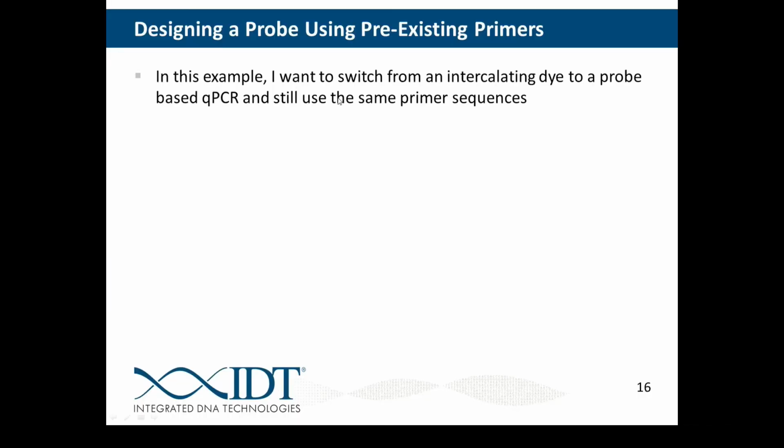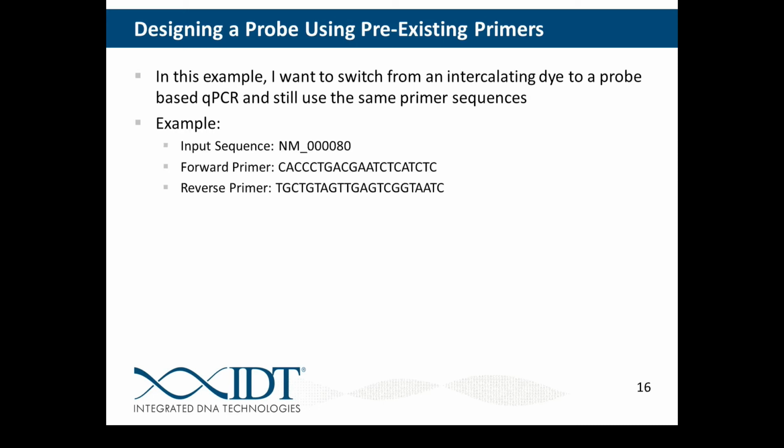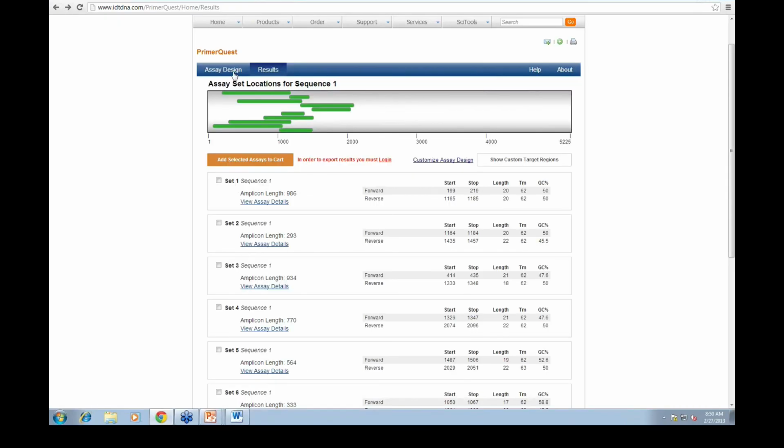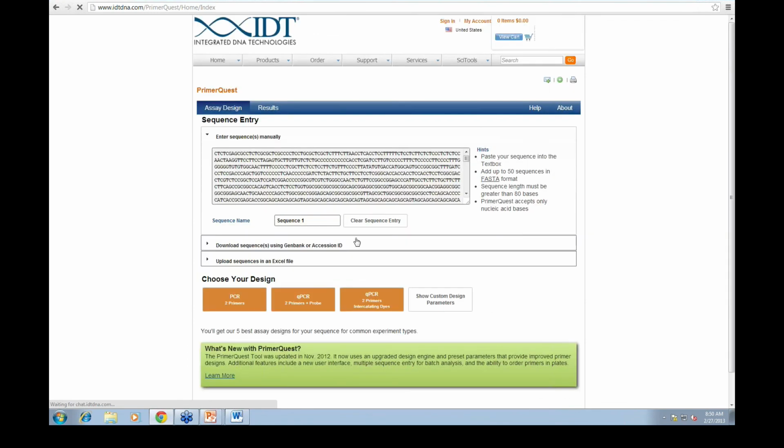All right, so let's say in this situation I want to switch from an intercalating dye-based qPCR assay to a probe-based qPCR, and for whatever reason I want to use the same primer sequences. Maybe I ordered a lot of the primer, I have quite a bit left over, or I've optimized using these sequences, I've validated using the sequences. There's a lot of different reasons we would want to keep the same primer sequences, but fortunately we do have the option to just keep those primers and throw a probe between those. So for this example, this is my input sequence, that accession number, and those are the forward and reverse primers that I currently have used. So I can switch back to assay design. I'll get it reset like I've done for a couple of these other examples.